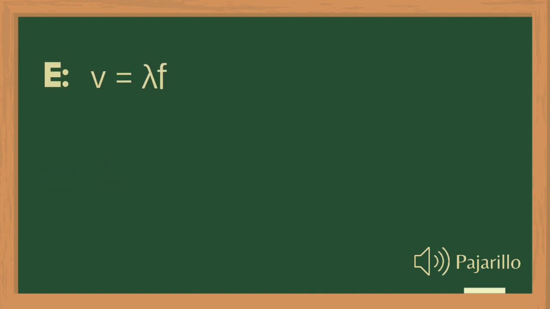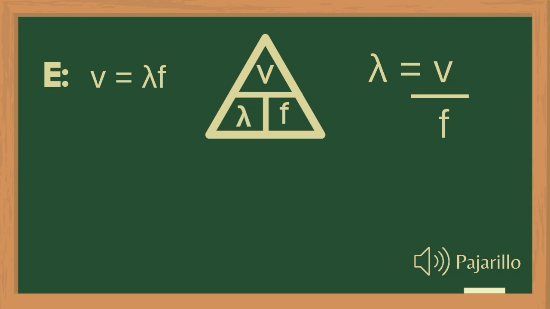So what will be the equation to be used in this problem? We may consider the first equation, which is wave speed is equal to wavelength times frequency, and we need to use the triangulation method again. The equation will be wavelength is equal to wave speed over frequency.